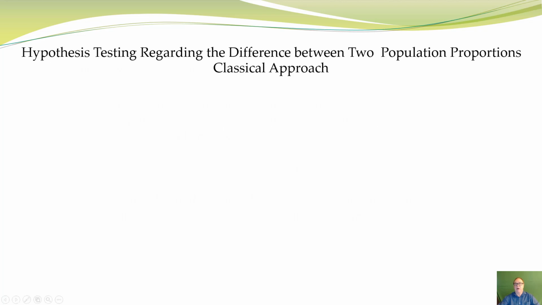Now, hypothesis testing regarding the difference between two population proportions. We're going to do the classical approach. You will see that many of the steps we use here are similar to what we used in Chapter 10. We just have to modify a few of them.